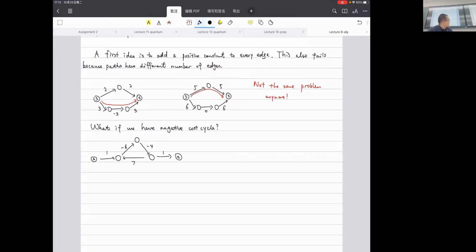What is the shortest path from S to T here? Actually, there is simply no shortest path. We just go like this, so there's a 1 here, and then we go around this cycle again and again and again. Each time we go around, it's -4, -6, -4 plus 7, and the cost is -3. So if you want the path with the smallest weight, you just do this cycle again and again, and the shortest path you can achieve is minus infinity.